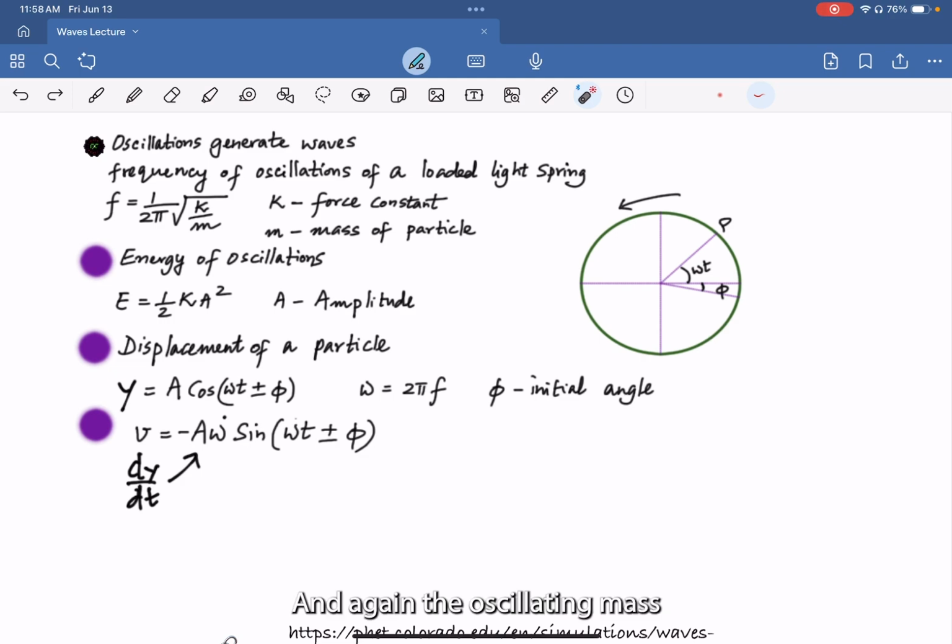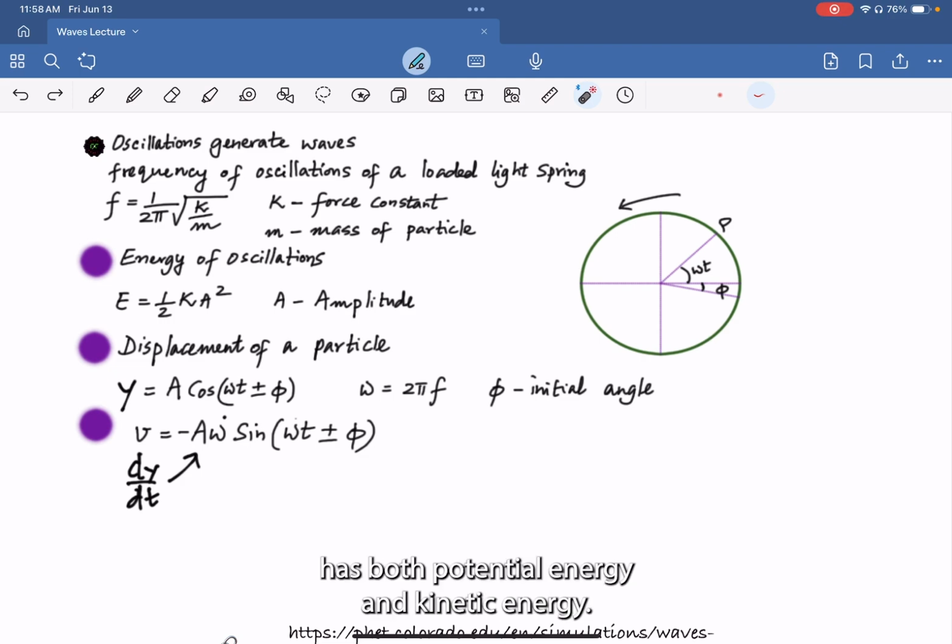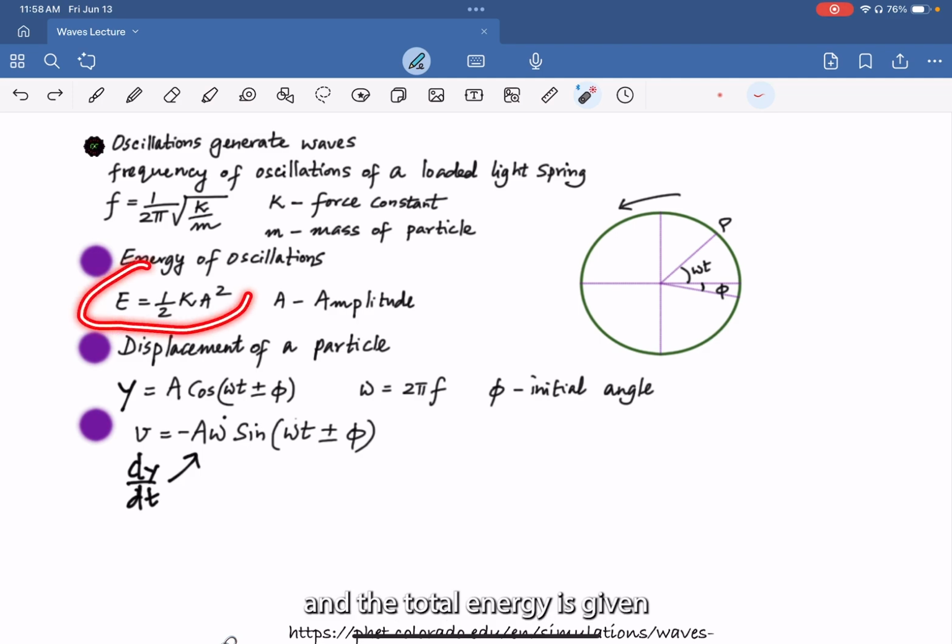Again, the oscillating mass has both potential energy and kinetic energy. For this whole spring-mass system, the total energy is given by 1/2 k A squared. Again, k is the force constant, and A is the amplitude.